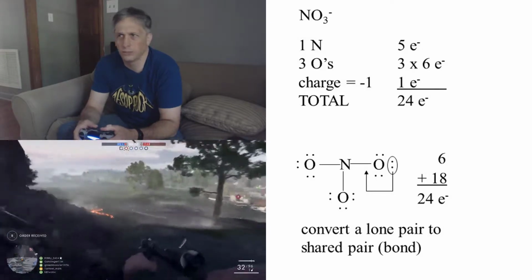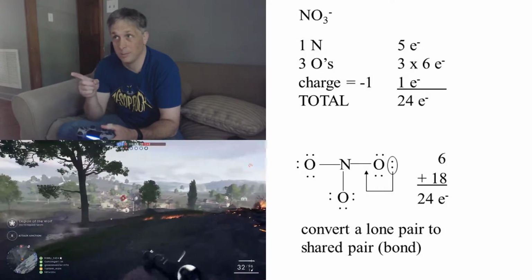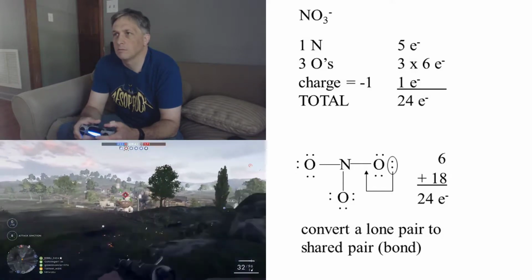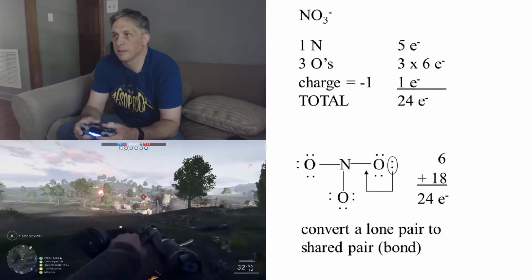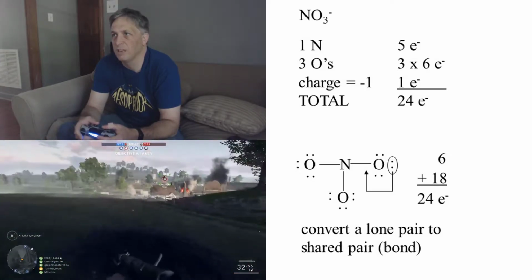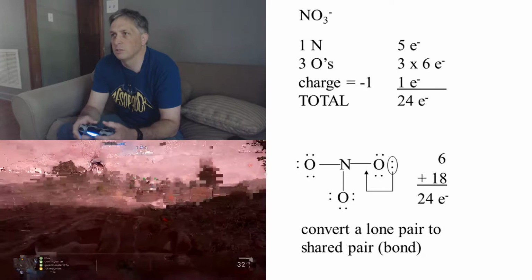Later on, we talk about major structures in another video, where we'll see an example where that's not the case. But for now, you've got 3 of the same atom. Just pull one off any of the 3 and move it into a shared position.